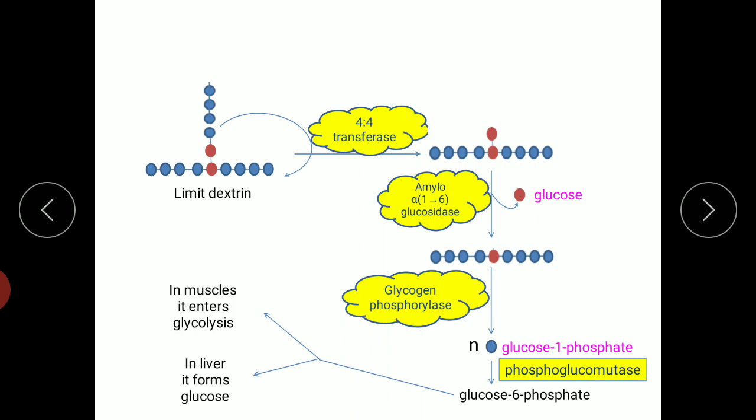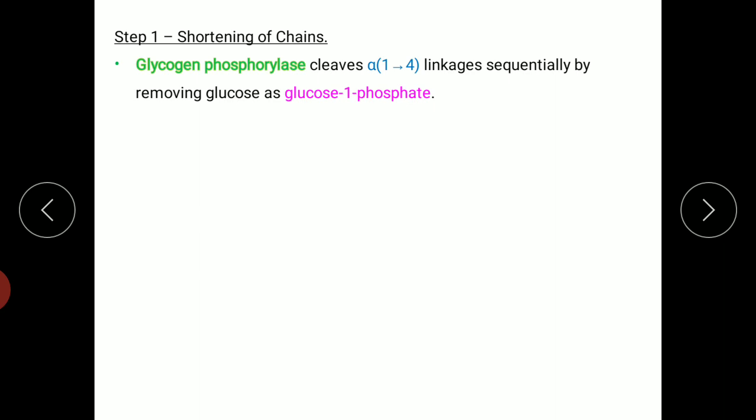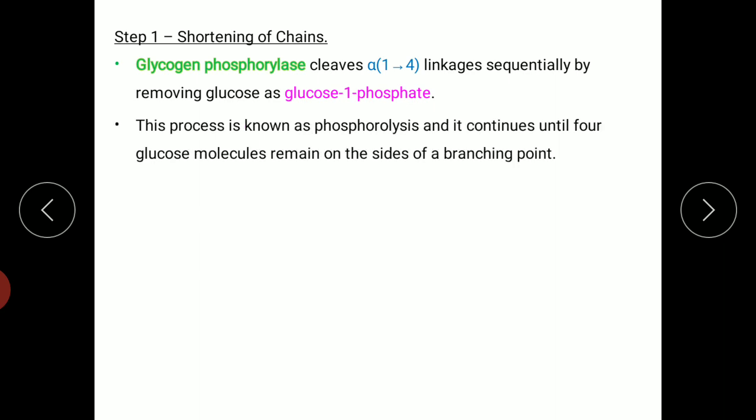So the last product, glucose 6 phosphate, is either entered into glycolysis if it occurs in skeletal muscles, and if it is in the liver, it is converted into glucose by glucose 6 phosphatase enzyme. So the step by step process is written here. This is what I explained.